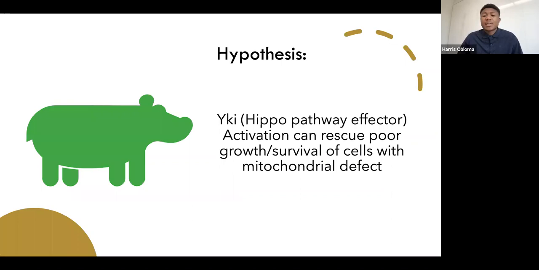So our main hypothesis concerns Yorkie, the Hippo pathway effector that we briefly went over: Yorkie activation can rescue poor growth or poor survival of cells with the mitochondrial defect.